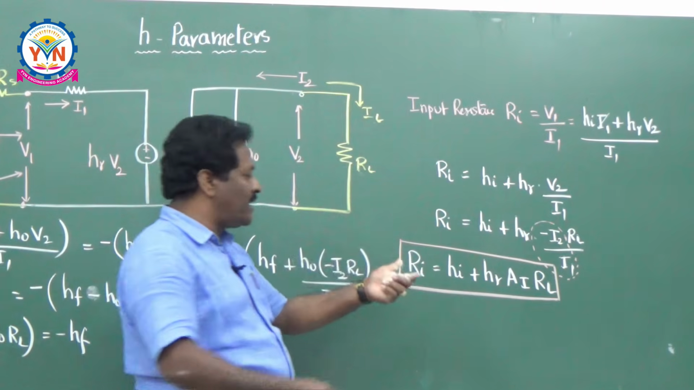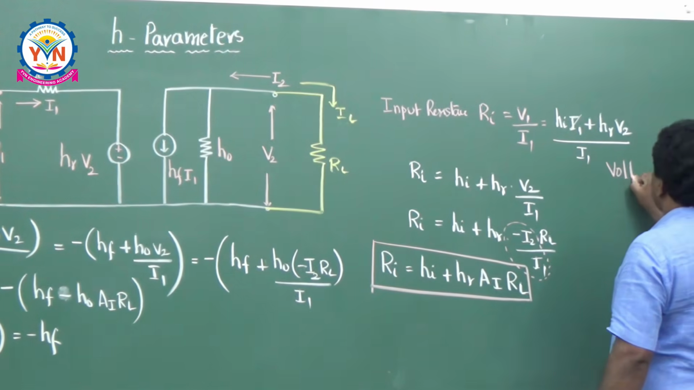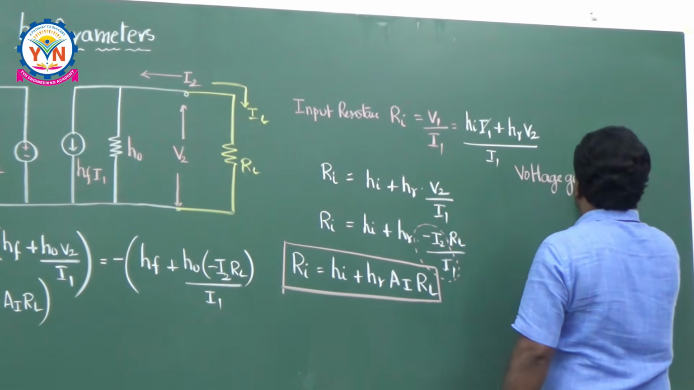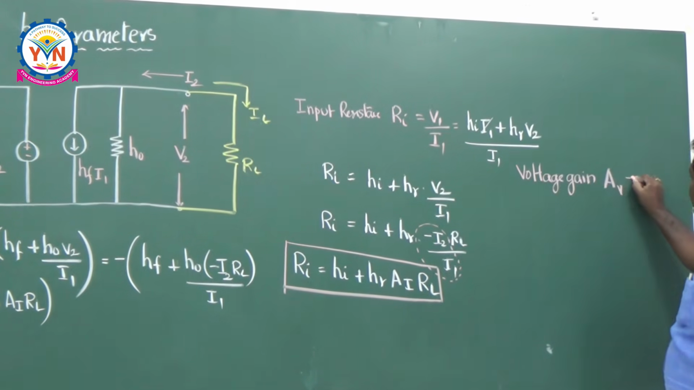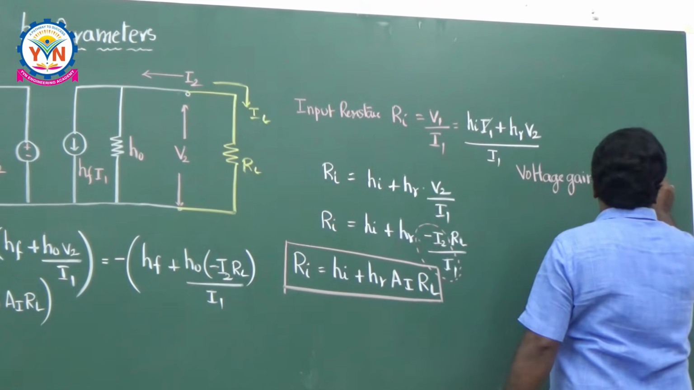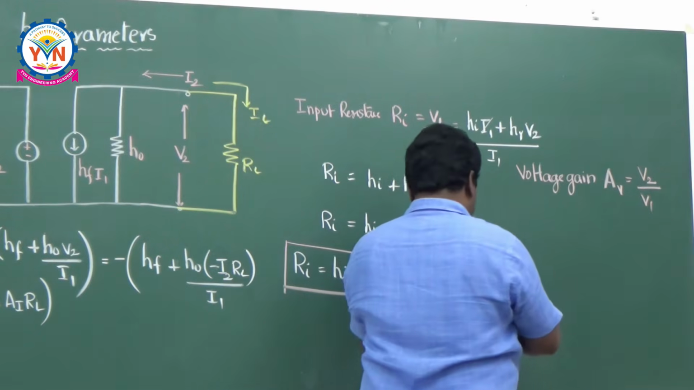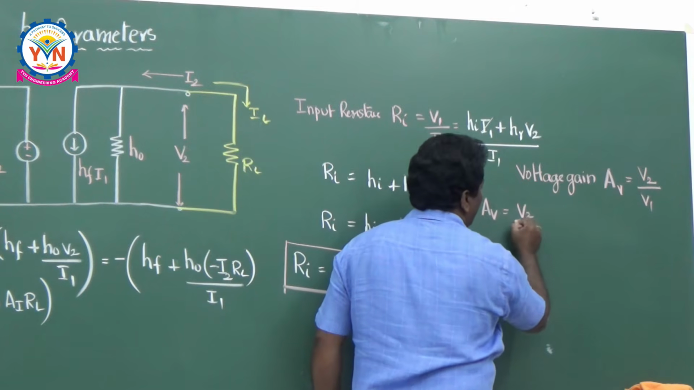Now what is voltage gain? The third parameter I am telling you, voltage gain. Voltage gain means output voltage by input voltage, which can be represented by AV. Gain is always represented by the letter A in electronics. AV is equal to output voltage V2 by V1. Therefore, I can write AV is equal to V2 divided by V1.